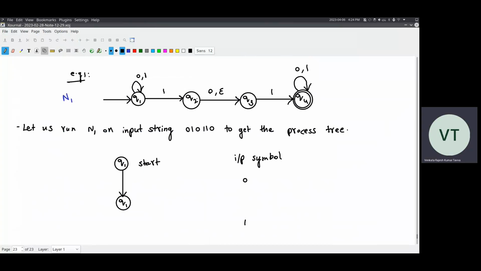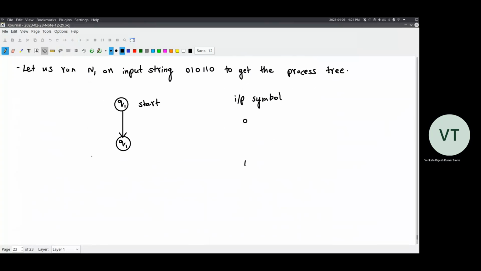All right, but Q2 also has an epsilon transition with Q3. So the moment you reach Q2, you can also reach Q3 without reading any more symbol. So the moment you read 1, you can reach Q1, Q2, and also Q3. Okay, so all those three will be listed at the same level. Q1, Q2, Q3.